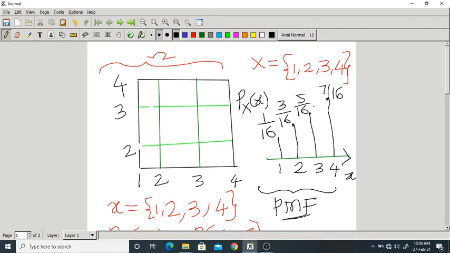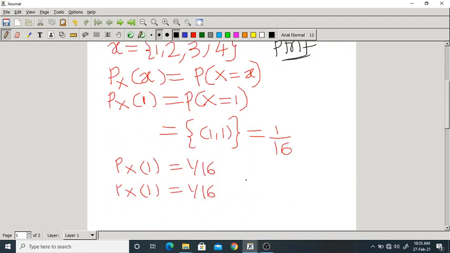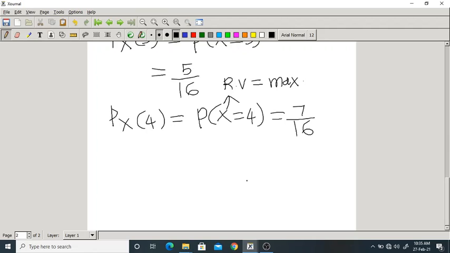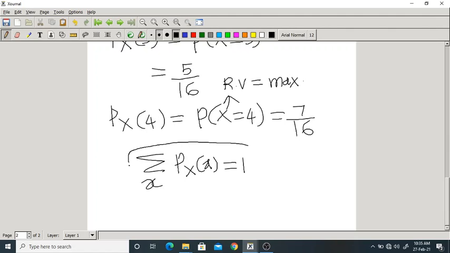If you add all the PMFs, what do you get? 1 by 16 plus 3 by 16 plus 5 by 16 plus 7 by 16. How much do you get? How much should you get? So if I write summation over x of P_X(x), it should be equal to how much? 1. Which means the sum of all PMFs should be equal to 1.